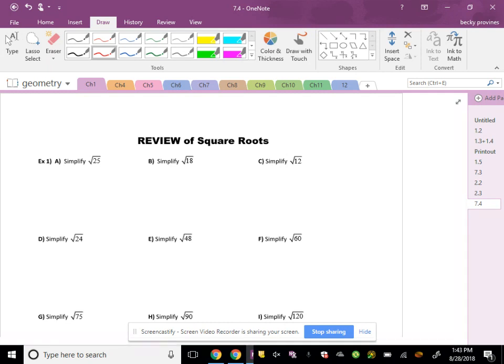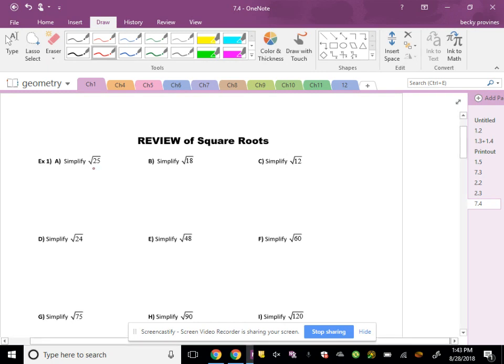But for the sake of geometry, when you have a side length, it has to be positive. We're never going to have a negative side length. So please understand that technically these answers could be positive or negative, but we're going to just say they're going to be positive.